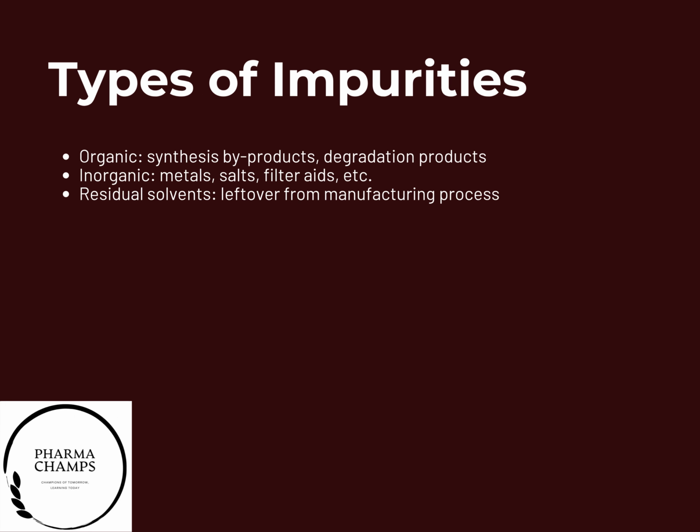There are various types of impurities. Impurities are classified into basically three categories. First one is organic impurities from synthesis or degradation, like unreacted starting materials. Inorganic impurities like heavy metals or salts, and last, residual solvents left from the manufacturing process.